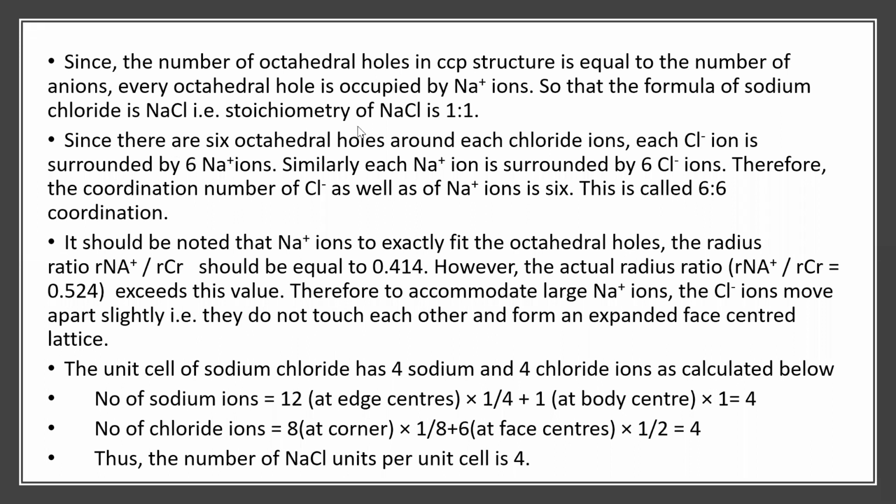Since there are 6 octahedral holes around each chloride ion, each chlorine ion is surrounded by 6 sodium ions. Similarly, each sodium ion is surrounded by 6 chlorine ions. Therefore, the coordination number of chlorine ion as well as of sodium ion is 6. This is called 6:6 coordination. Very, very important, 6:6 coordination.